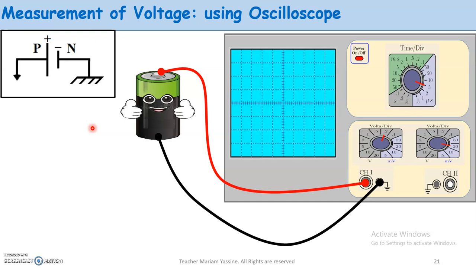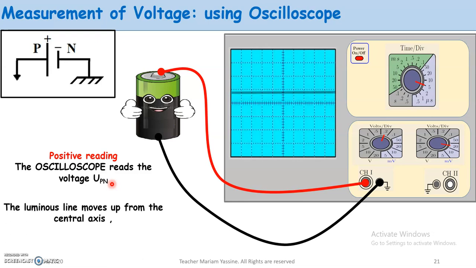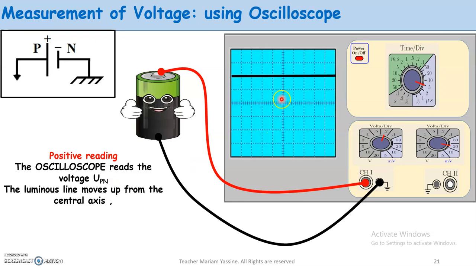First of all, we said that the oscilloscope will read from phase to ground. So, in this case, the oscilloscope will read UPN. Since I have respected the polarity of the oscilloscope, meaning I connected the phase to the plus and the ground to the minus, the oscilloscope will give me a positive reading. A positive reading on the oscilloscope means that a luminous line moves upward from the central axis. It went up, this luminous line. This means I have a positive reading because I have respected the polarity of the oscilloscope.